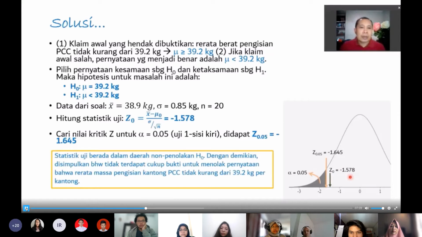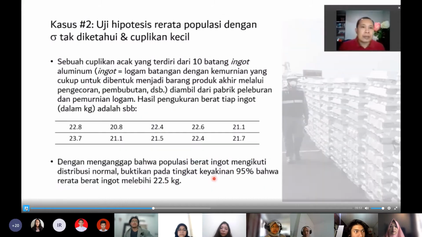Dengan demikian kita simpulkan bahwa tidak terdapat cukup bukti untuk menolak pernyataan H0. Ya, kalau kita elaborasi, tidak terdapat cukup bukti untuk menolak pernyataan bahwa rata-rata massa pengisian kantong tidak kurang dari 39,2 kg per kantong.